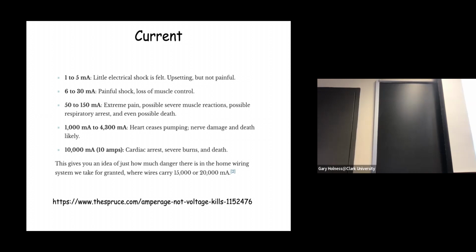Your lungs might not function. That's where it gets pretty serious. 1,000 milliamps, which is 1 ampere, to 4,300 milliamps, your heart's going to stop. You're going to have irreversible nerve damage and likely pass away. When you get to 10,000 milliamps or 10 amps, that's where you get a lot of severe burns and death, certainly so. And so this is just to say that you don't want to mess with current.